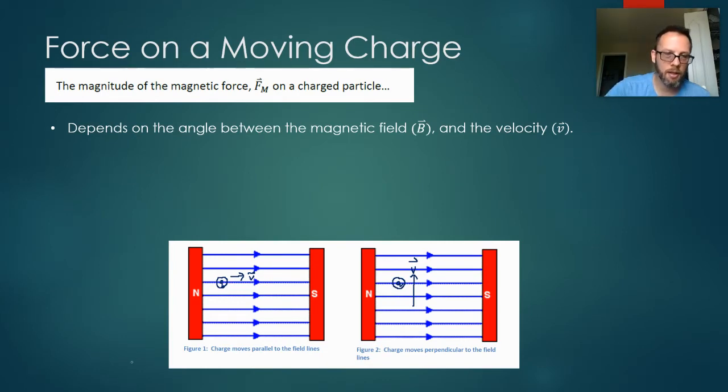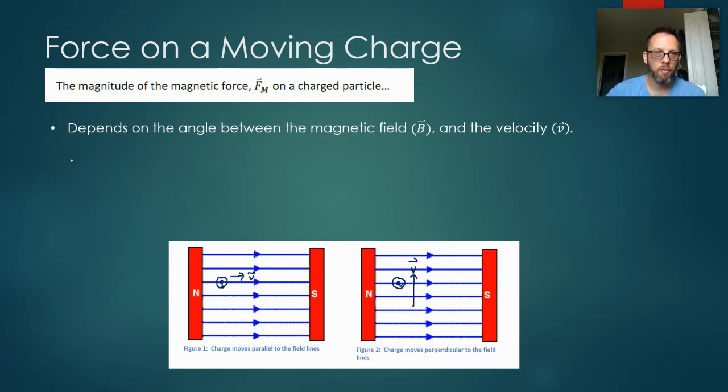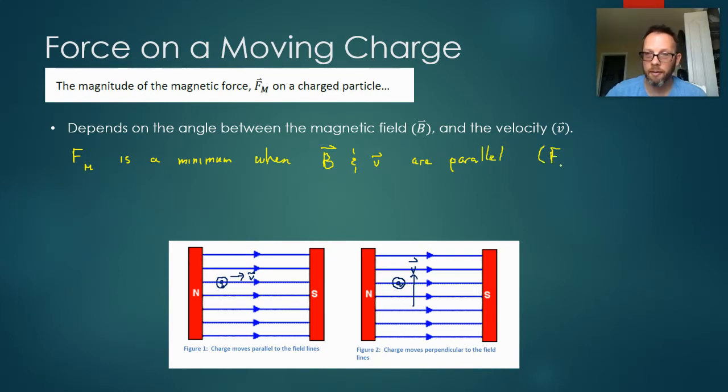So I think I need to get something that shows up. Let's go to yellow. So it turns out that Fm is a minimum when the magnetic field and v are parallel. And a minimum meaning that the charge won't actually even experience a force.